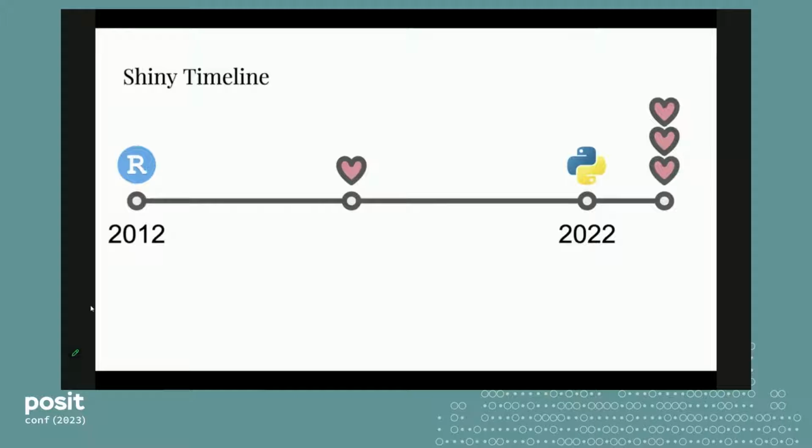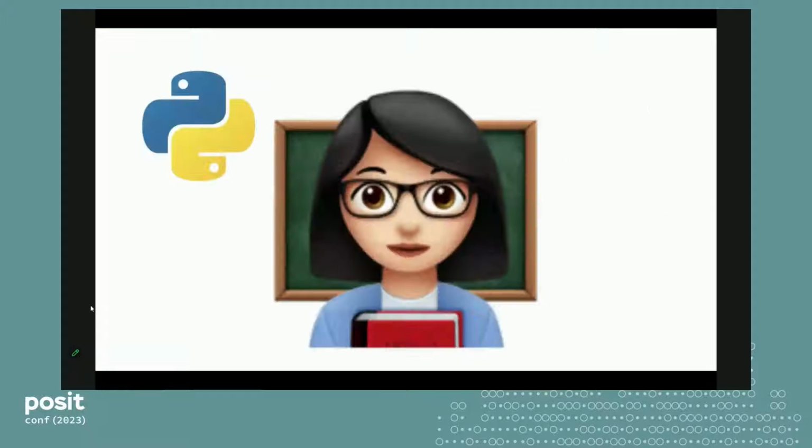Now, Shiny as a framework is not new. As a lot of you know, Shiny came out in 2012 for R. And in the next about 10 years, it has become a beloved tool for making web apps in the R community. Now, last year, Shiny for Python was announced, and I think that just means that the community of people that is about to fall in love with Shiny just expanded.